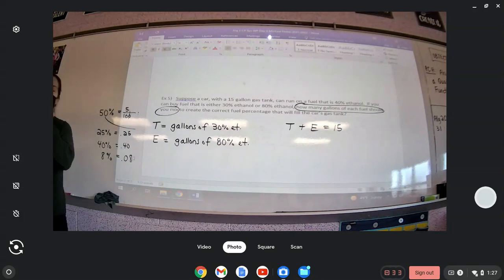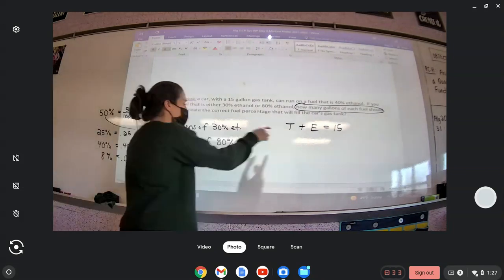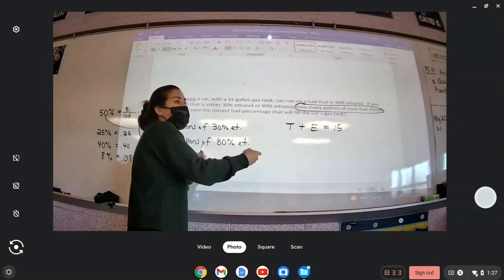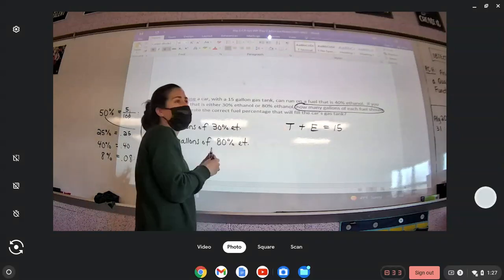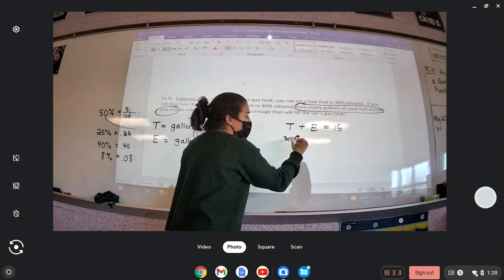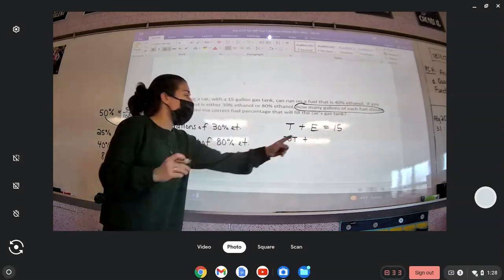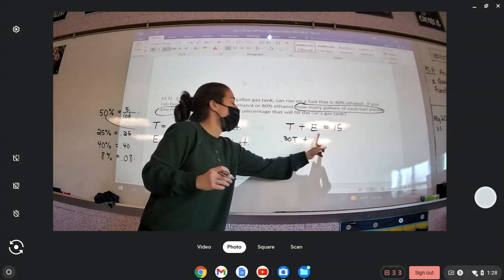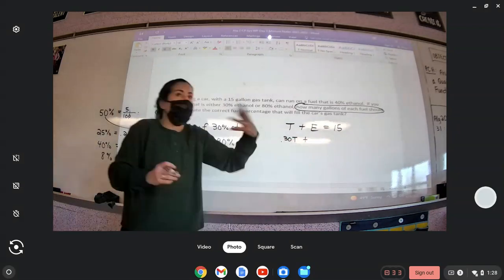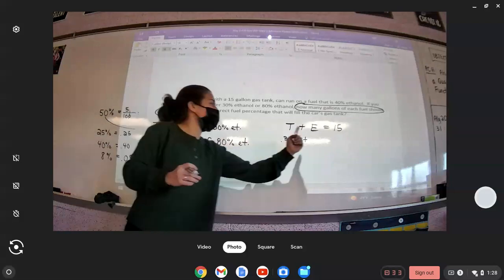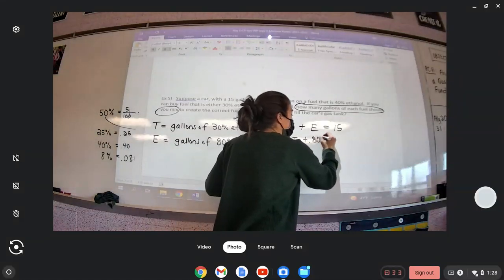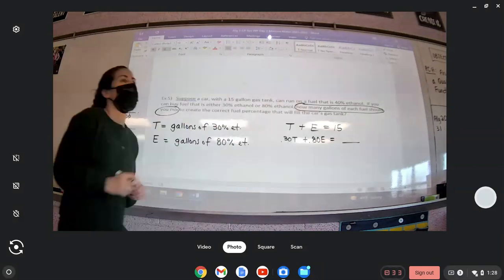Now let's bring the percents in. If this is how many gallons I use of the 30%, guys, 30% of those T gallons are already ethanol. So what's 30% of T? 0.30 times T plus. If I'm going to use that many gallons of the 80% one, guys, 80% of those E gallons are already ethanol. So what's 80% of E? 0.80 times E equals blank space.